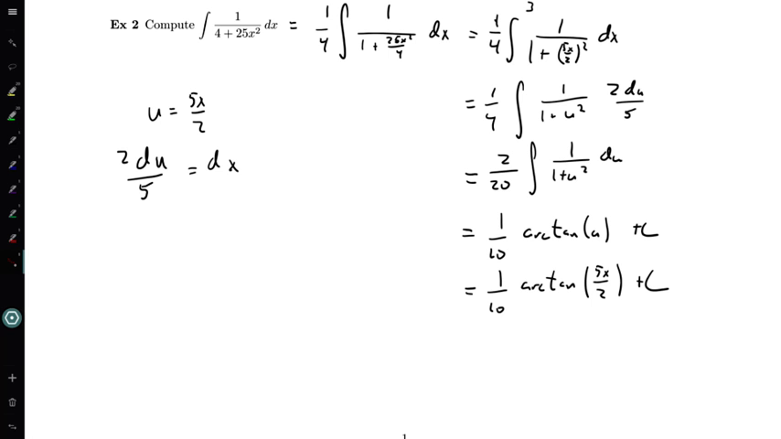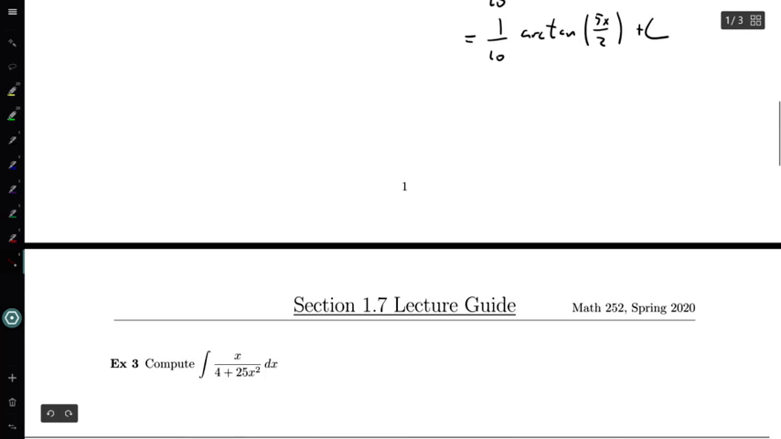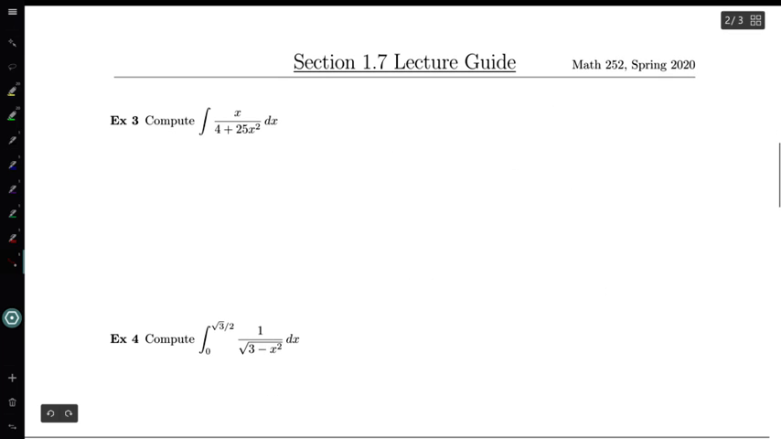This strategy, however, isn't going to work in every case, as we'll be able to see in the next example. So take a look at what's going on here. We have a very similar looking integrand, except for the numerator. We've replaced the numerator by x. So instead of 1 over 4 plus 25x squared, we have x over 4 plus 25x squared.